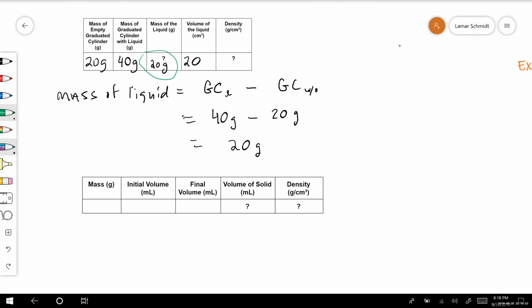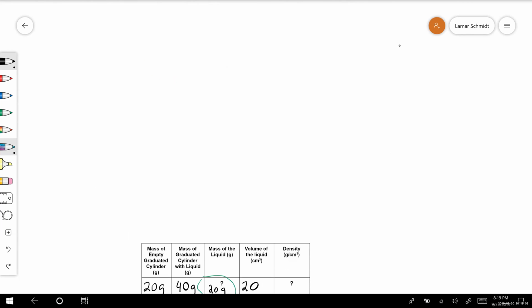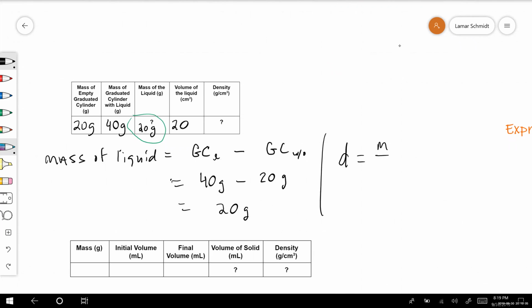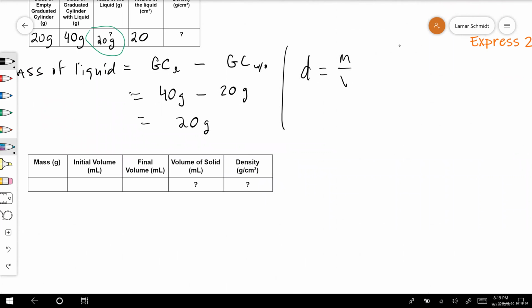Now, what if I ask you, what is the density? And I'm putting a question mark there. Well, how do you get the density? That's easy. Density is equal to mass over volume. Whoa. All right, density is equal to mass over volume. And the mass, you already determined it. It's 20 grams. And the volume was given to us. It is 20 cubic centimeters.